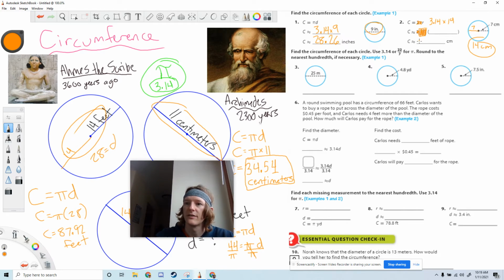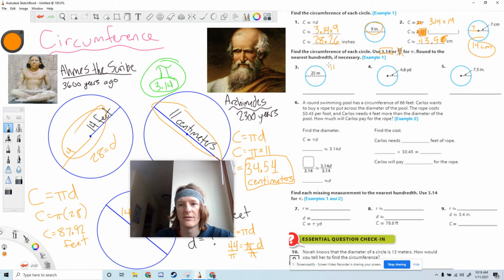We get 43.96 centimeters. And they're given abbreviations on these, but I don't want you to use abbreviations on your Go Math Google Form homework. For number 3, we need to find the circumference, and they want us to use 3.14 or 22 sevenths. We're not going to use 22 sevenths. Please just use 3.14. So on this one, pi times our diameter.